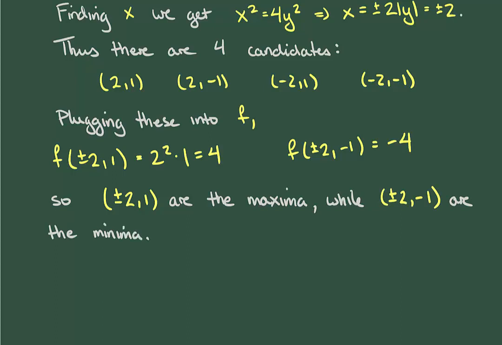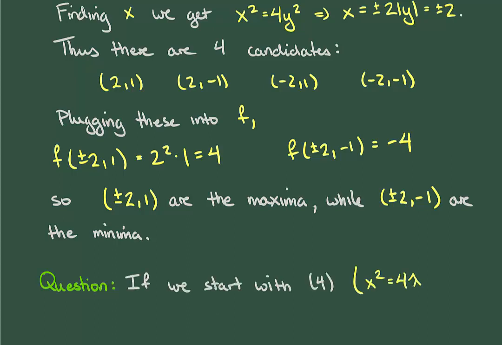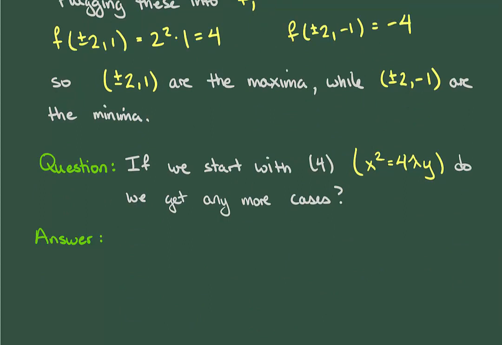Now it turns out that we're done, but a natural question to ask is, if we had started with equation 4 instead, would we have found any additional cases? Turns out the answer is no, but I'm going to leave it as an exercise for you to check that no new additional cases appear.